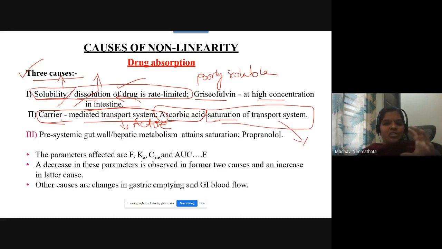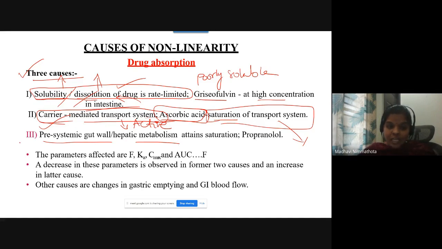Okay, so most drugs are not able to cross the biological membrane by themselves. In that situation, there is a requirement of a carrier for their active transportation through the cell membrane. So in those cases, a few drugs like ascorbic acid will saturate the carrier. What type of carrier do we use? If it gets saturated, then there is an alteration in the linearity, and it shows non-linearity. And one more important thing, pre-systemic gut wall metabolism or hepatic metabolism.